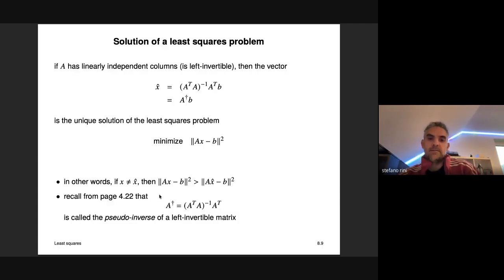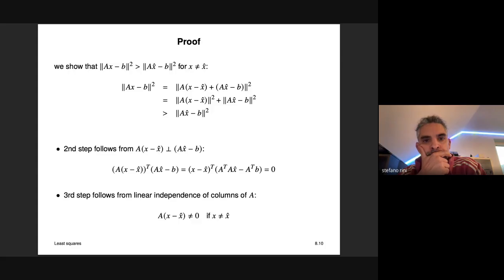But remember that the property of this is that if we take any other x which is different from our optimal x, then the residuals are going to be strictly larger than our minimum solution. Okay, and we call this the pseudo inverse of a left invertible matrix. Okay, so remember that since matrix multiplication is not commutative, we're going to have a left inverse and a right inverse. Very good. Yeah, just a simple proof here. What you have to remember for this is the orthogonality principle. Okay, so should we go through this?